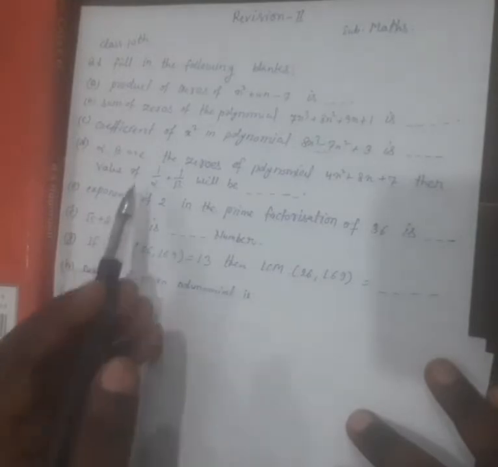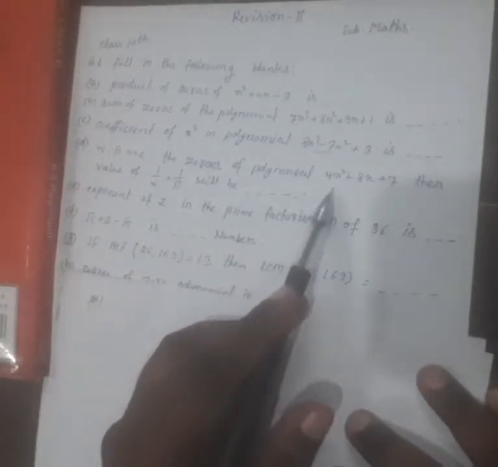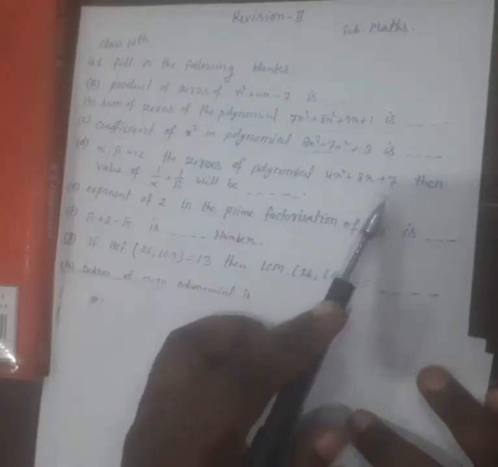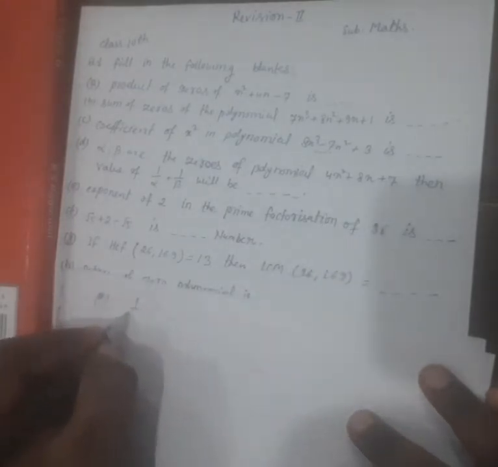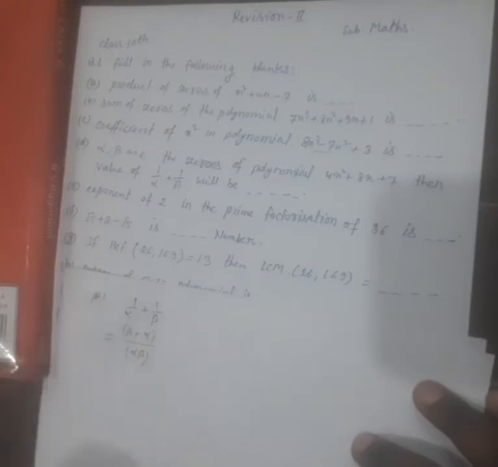Here alpha and beta are the zeros of polynomial 4x square plus 8x plus 7. Then find 1 upon alpha plus 1 upon beta. If you take the LCM, alpha beta will be the LCM, and if you divide it by alpha, it will be beta, plus when you divide by beta, it will be alpha. So it is alpha plus beta, sum of zeros, divided by product of zeros.